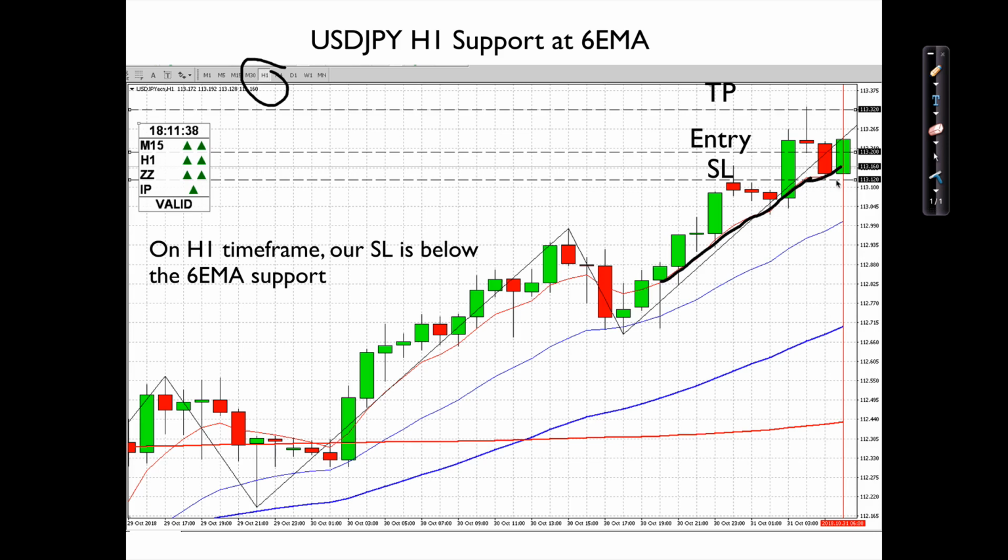And my stop loss is protected behind the support. That's what I'm talking about. It has to be protected. So on H1, my stop loss is below the 6 EMA support. That's a must.